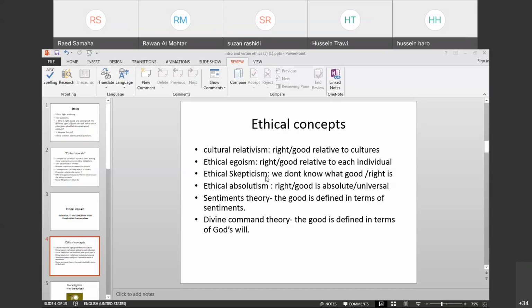It may be the case that there is something that is right and something that is wrong. But we as human beings are not in a position to know what it is, right? So I guess the ethical skeptic would say, well, we don't know if murder is right or wrong. We don't know if lying is right or wrong. We don't know if bullying is right or wrong because we just don't know what's right or wrong.